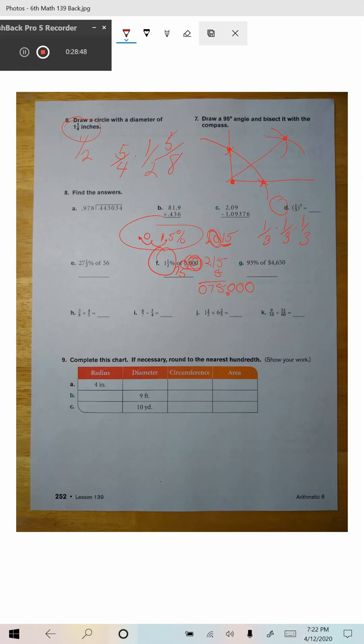Okay, that's a tricky one. I like to keep doing it with you. All right, everything else I think you're good. Round to the nearest hundredth.